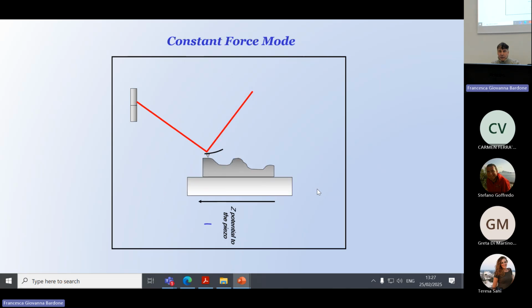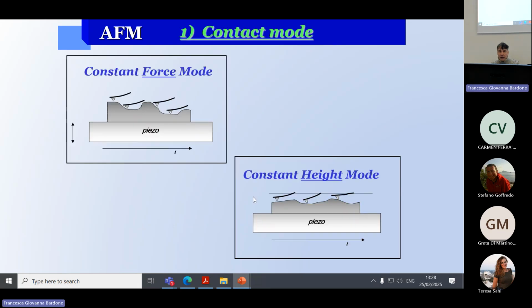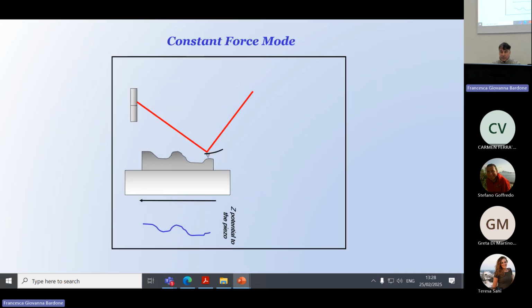How does the system work? You can work in contact mode, intermittent contact mode, and non-contact mode. In constant force mode, you can raise and lower your material to keep the deflection of the cantilever constant. In this way, since the deflection is constant, the force applied to the surface is always the same.